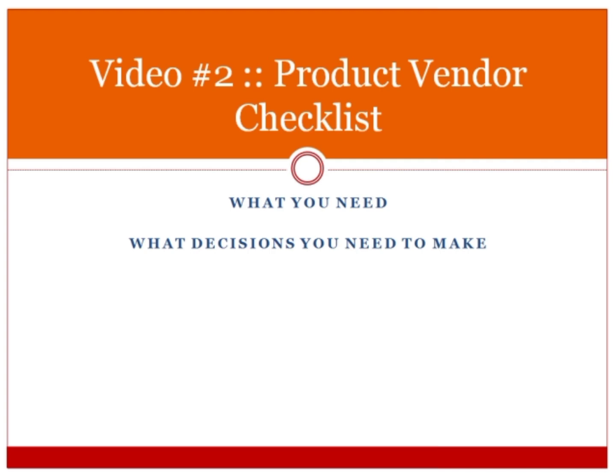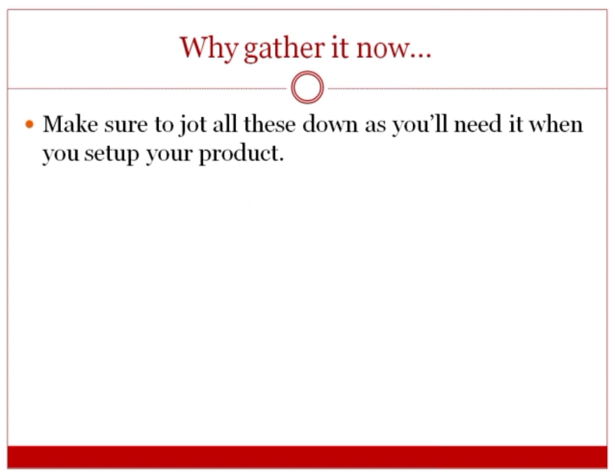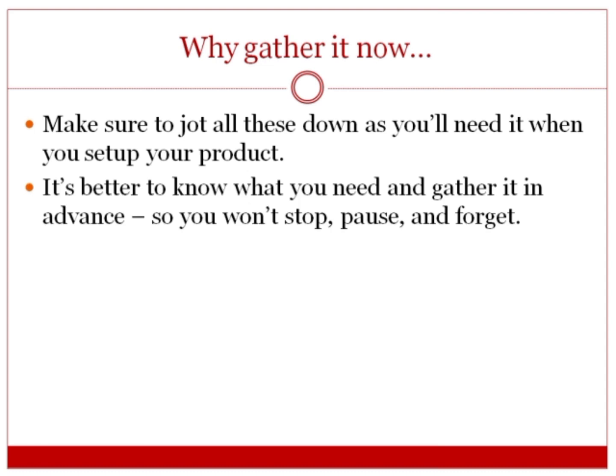Hello and welcome to video number 2, Product Vendor Checklist. We're going to talk about what you need and what decisions you need to make. So why gather it now? Make sure to jot all these down as you're going to need it when you set up the product. And it's better to know what you need and what kind of decisions you need to make beforehand so you don't stop, pause, and forget. My goal is to get your product onto JVZoo, but you have to do it yourself. So I've created this video course as easy as possible so that you're going to be able to do that.